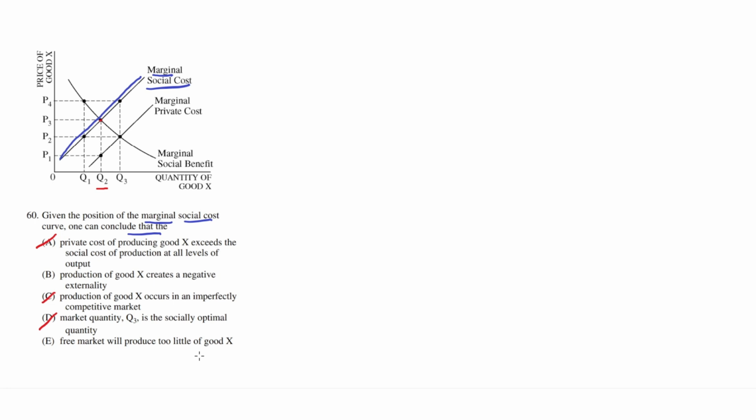E. Free market will produce too little of good X. This is incorrect because in this case, the free market would produce the good based on the point where MPC equals MSB. That would be at the point Q3. But instead, the optimal production of the good is Q2, not Q3, because there's a negative externality tied in with this good. So E is incorrect because the free market would produce too much of the good, not too little. Therefore, the correct answer is B.